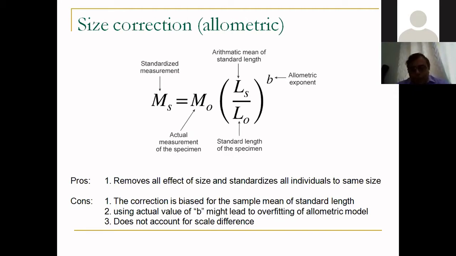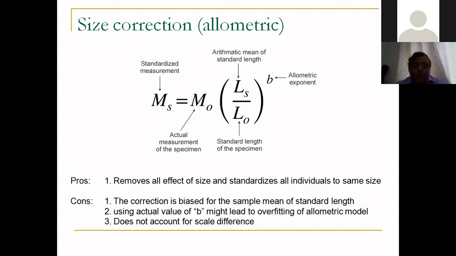Now, there are two ways in which you can do it. One way is allometric correction. This is the equation for allometric correction. I'll not go into details of it, but essentially what you do is you find a standardized measure by looking at the allometric exponent of the previous equation that I gave you, and you standardize the length to the mean length of the entire population, so the entire sample that you have. Whatever sample you have, you take the mean length of that and standardize measurements of all organisms in your collection to that mean length. There are some good things about this particular method: it removes the effect of size and standardizes all individuals to the same size. That's a very good thing, but it has a lot of problems also.